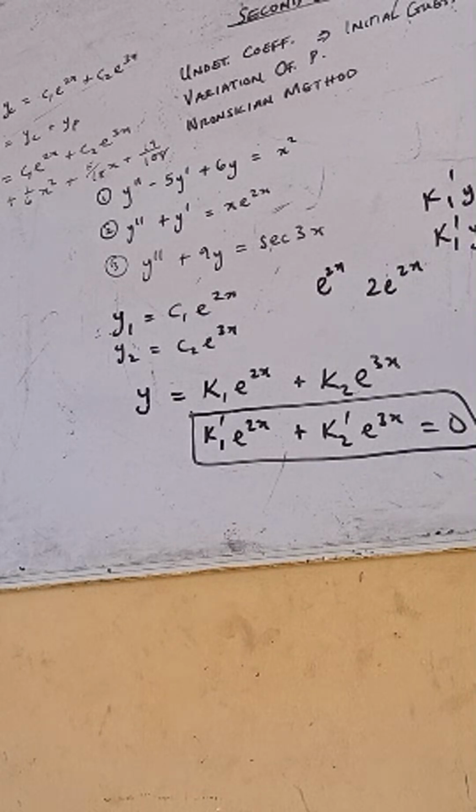So if it is equal to 0, I can write my y prime equals 2k1 e raised to power 2x plus 3k2 e raised to power 3x. You get this? No, this one is 0. So I'll just write this out. Please, you get.